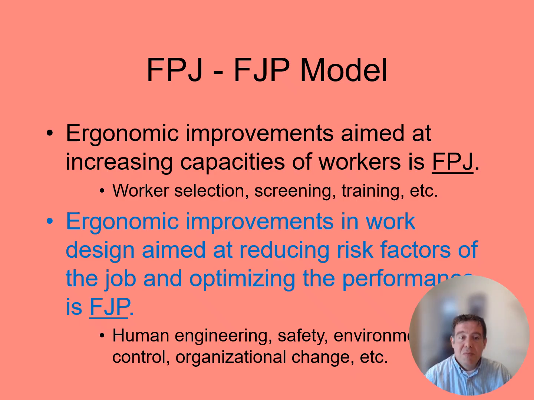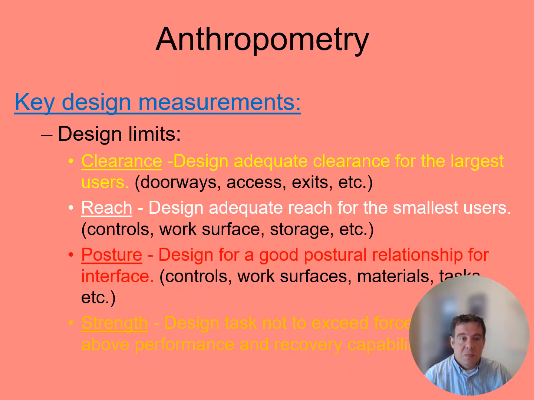So ergonomic improvements aim at fitting the job to the person. So there are lots of ways we can do this. I mean, we can look at worker selection, screening, training. All of those are fitting the person to the job. But better ergonomic improvements in the work design is fitting the job to the person. And so think about human engineering, organizational change, and safety and controls. So this is definitely an example that will be on the test.